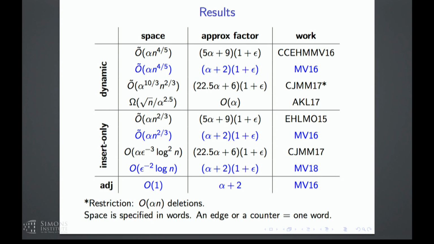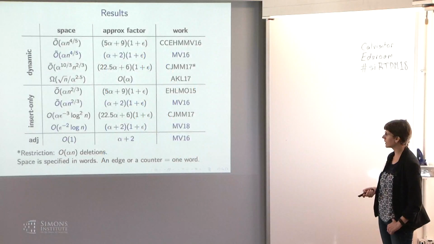So our dynamic algorithm can also be slightly modified to be used in insert-only model with the reduction in space. So it gives us space alpha n to the 2/3. However, I'm also going to present a better algorithm for the insert-only model, which has the same approximation factor, but uses much smaller space, which is merely logarithmic. And then finally, for adjacent list streams, I'll present an alpha plus 2 approximation, which uses constant space.